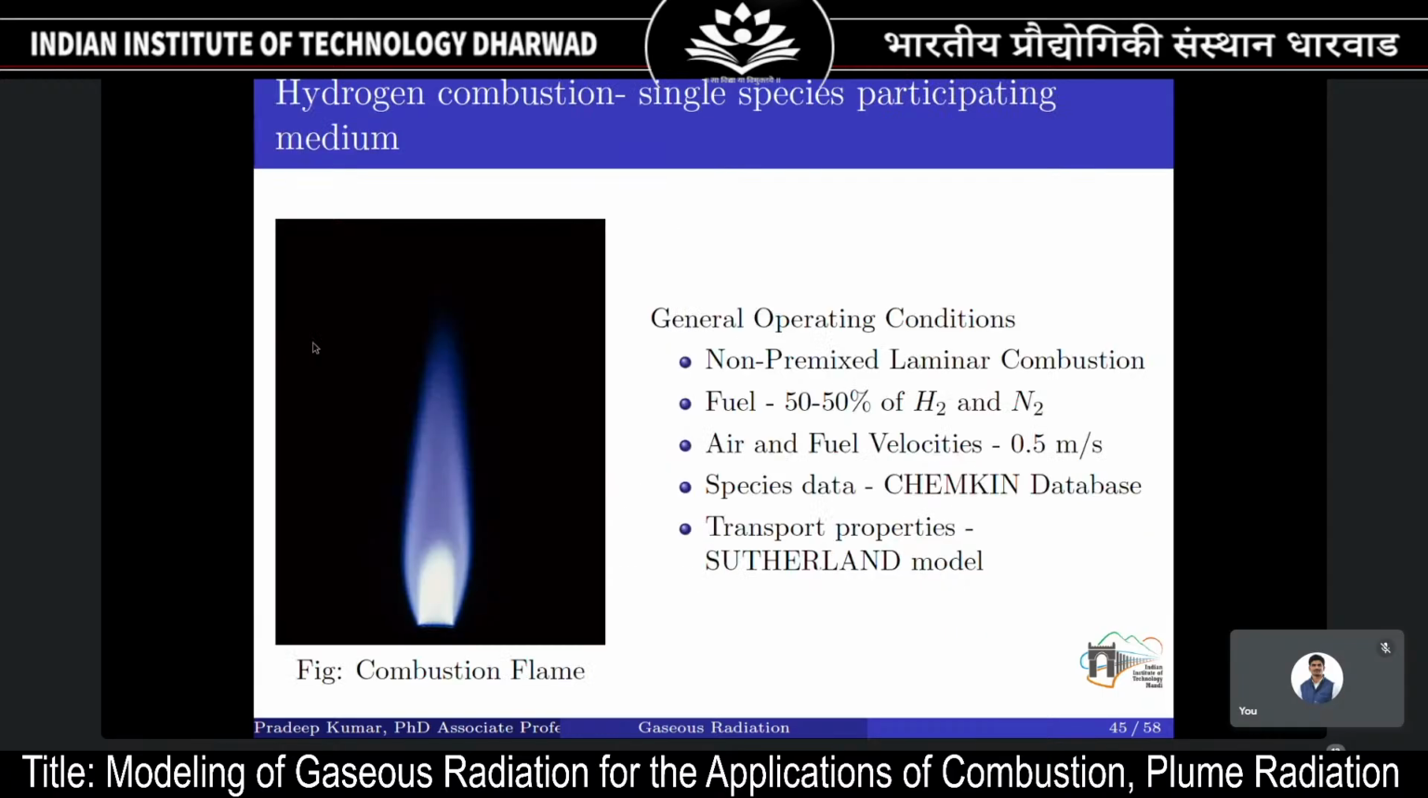Along with that, we also did the hydrogen conversion at small scale. We have taken the non-premixed conversion. Fuel is 50% H2 and N2, and air is the oxidizer. We have used a Kenkin database, and the transport properties we have calculated from the Sutherland model. The Sutherland model does not work because H2, being a very light molecule, diffuses very fast. So you need some advanced model for the diffusivity, that is a multi-component diffusion model, but we couldn't do that. We're looking to do that.